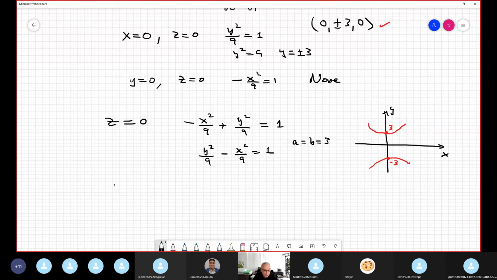Let me try now y0. But y0 is not good, because I discovered that we have no intercept. So now I propose you determine another trace case, not in 0. Determine another trace case, maybe 1 point. So this is the challenge.